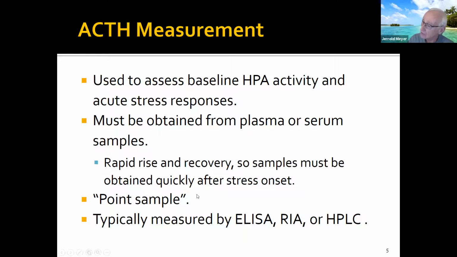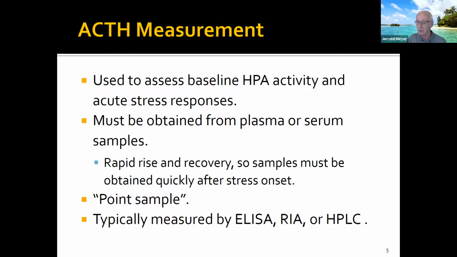Now, I'm going to introduce a term here because we're going to come back to this term later when we talk about cortisol. When you draw a blood sample and you measure some biomarker in that blood sample, you're getting a snapshot. This is the level in the blood at that moment in time when you collected the sample. So one term that we use, kind of a colloquial term, is a point sample. It's a point in time.